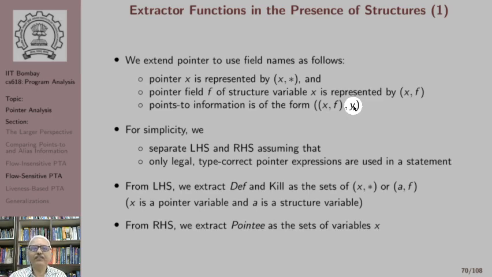And this is how we had defined the concrete state of points-to analysis. This is how we had defined the traces in points-to analysis. Now, in order to define the extractor functions, we separate the LHS and RHS, assuming that only legal, type-correct pointer expressions are used in a statement. The meaning of this becomes clear in the next slide. From LHS, we extract def and kill set as x.star or a.f, where x is a pointer variable and a is a structure variable. So when x is a pointer variable, we call it x.star. If a is a structure variable, we call it a.f, assuming that f is a field of a and it is a pointer. From RHS, we extract pointee as the sets of variables of x.